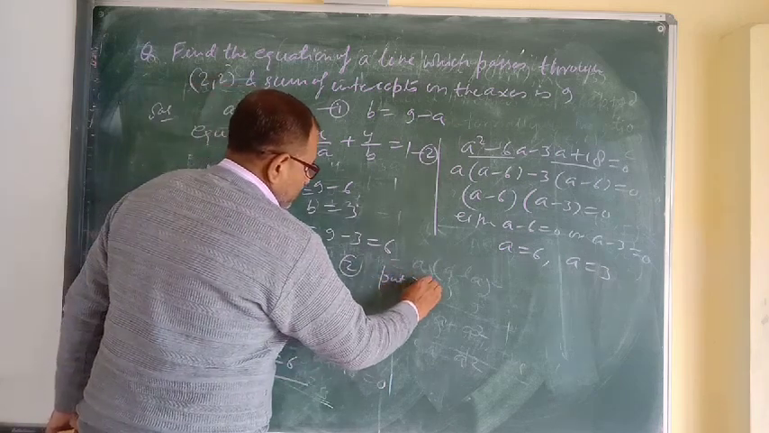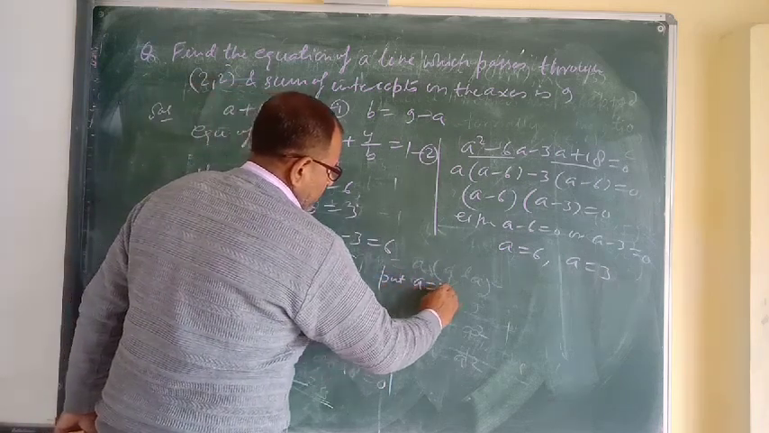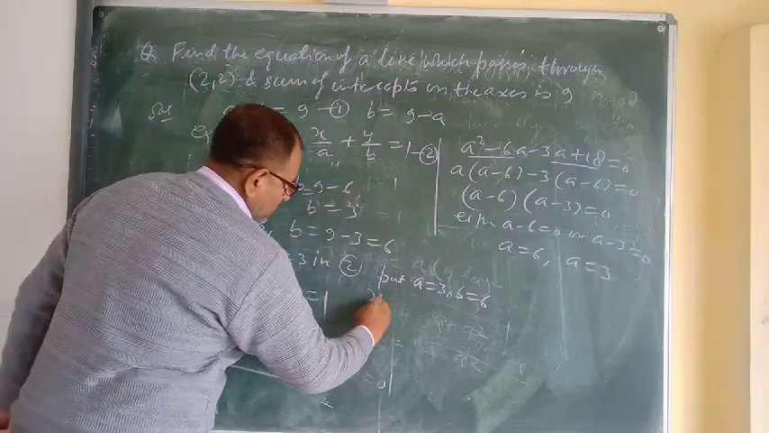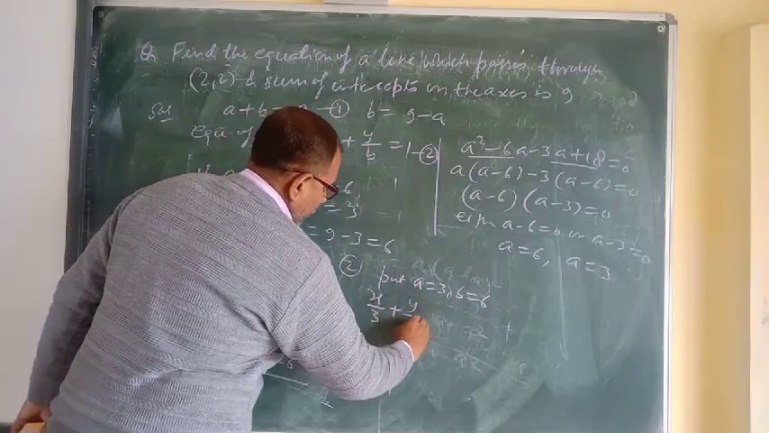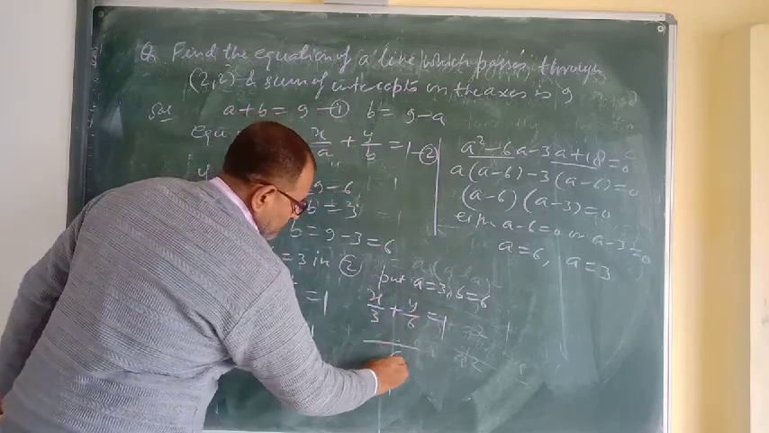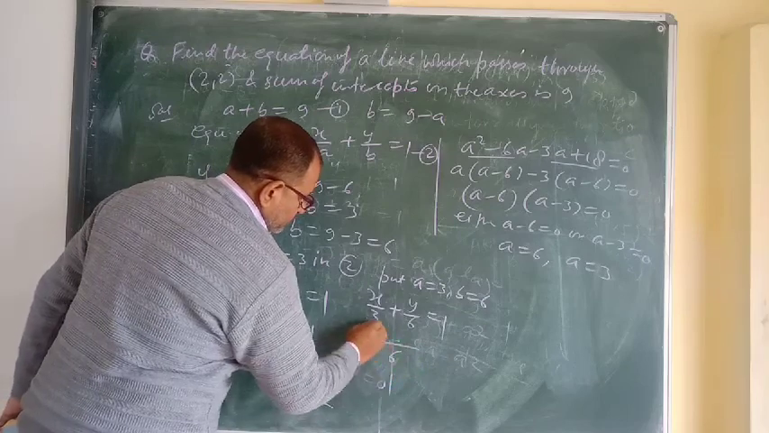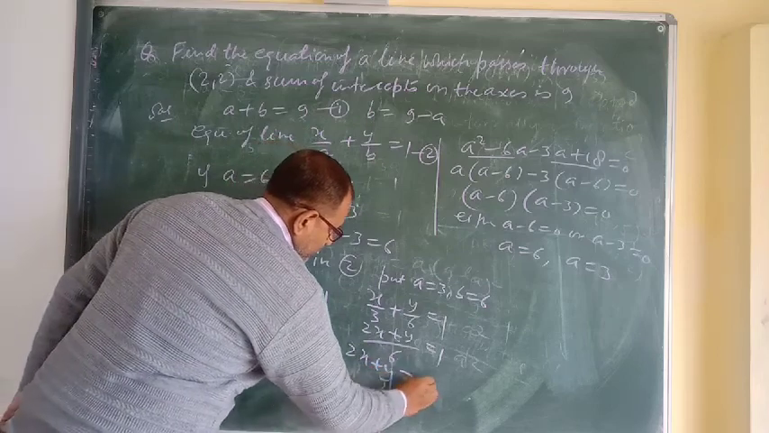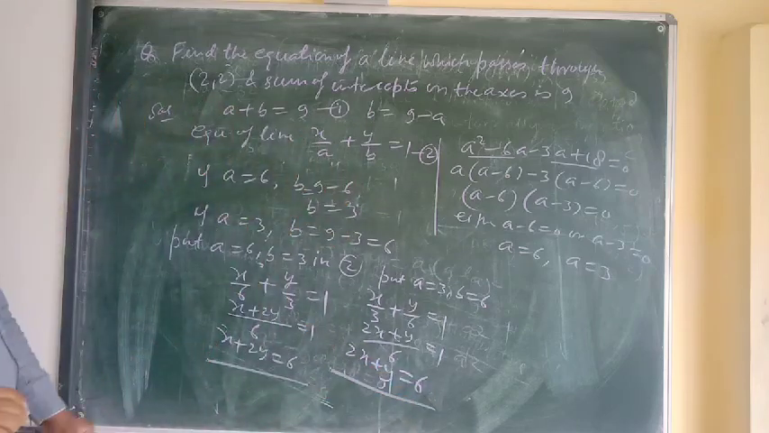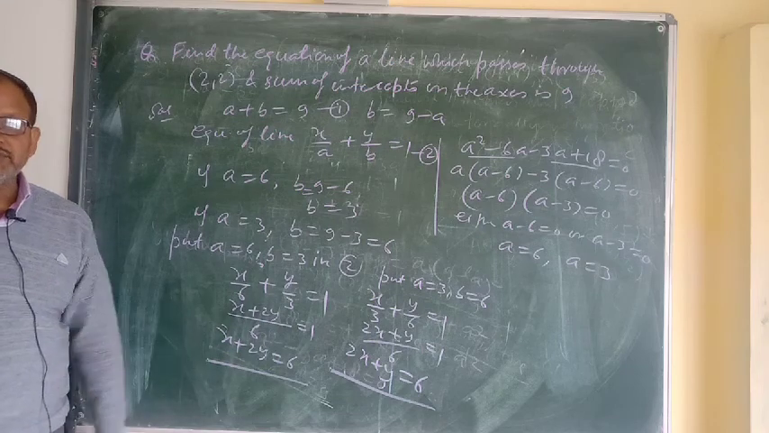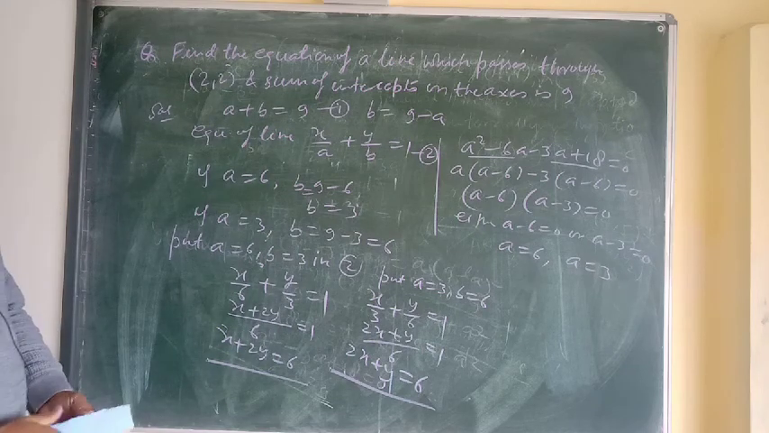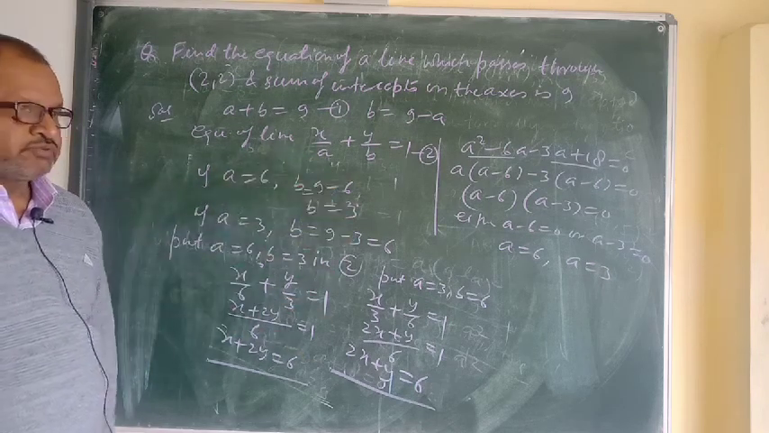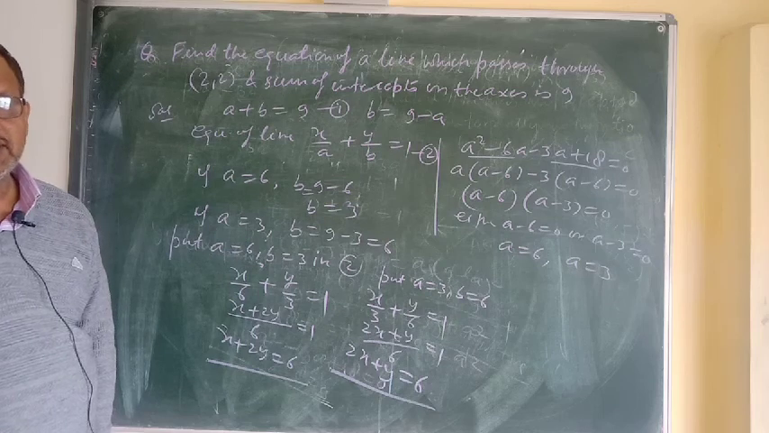And put a is equal to 3, b is equal to 6: x upon 3 plus y upon 6 is equal to 1. Again LCM 6: 2x plus y is equal to 6. So we are getting two equations of the lines. In this way we can apply x upon a plus y upon b is equal to 1 to get the equation of line.